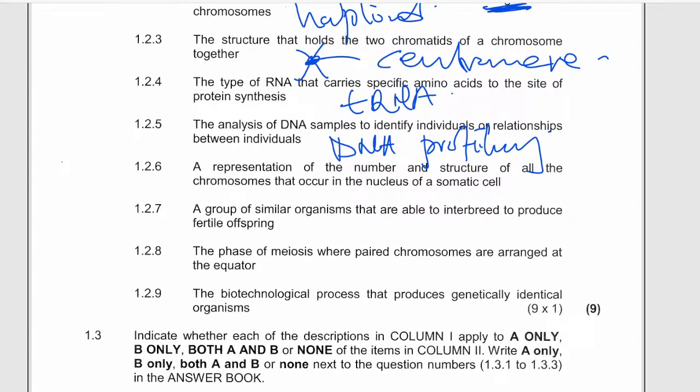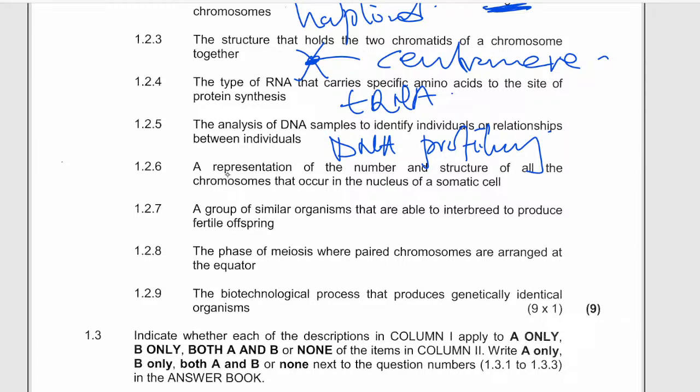The next question, they are saying, the group of similar organisms that are able to interbreed to produce fertile offspring. What is the answer there? It is a species.